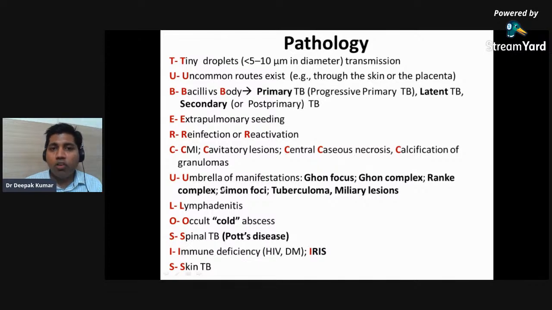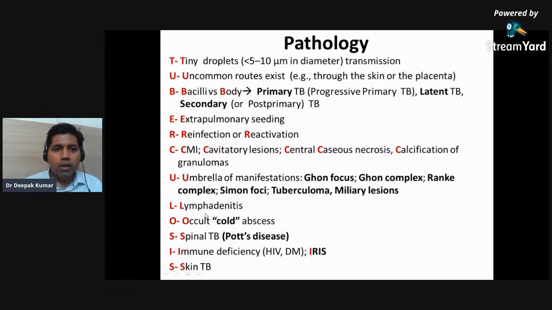Next is U for umbrella of manifestations that include Ghon focus, Ghon complex, Ranke complex, Simon foci, tuberculoma, and miliary lesions. These are the things that we currently discussed. And you can remember that under the term umbrella of manifestations.